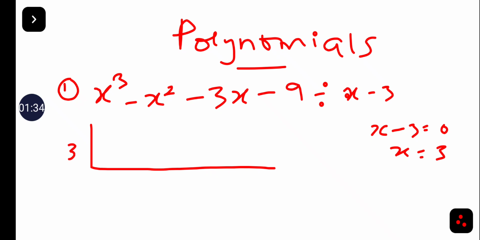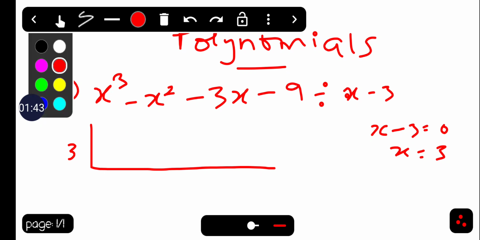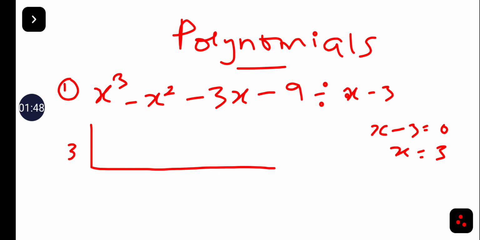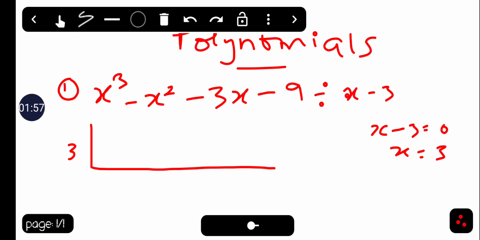Then what are the coefficients here? The coefficient of x cubed is 1, of x squared negative 1, negative 3, and the constant term negative 9. So whenever we are using it, we use the coefficients. The first term goes down.